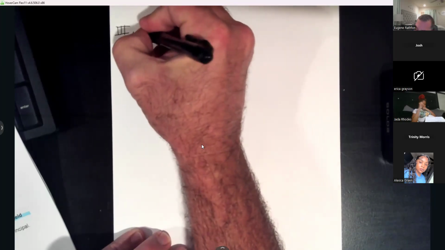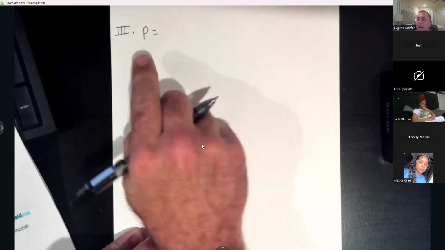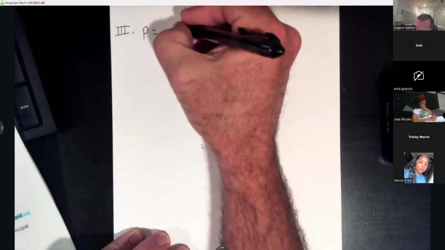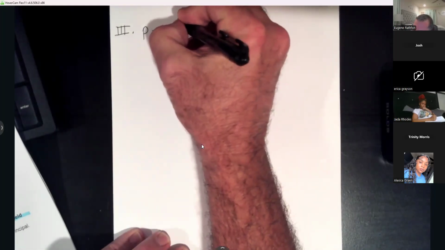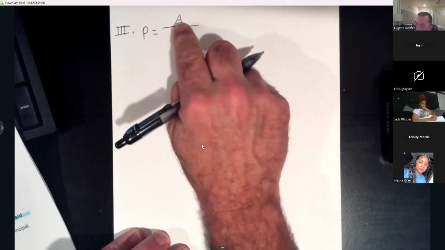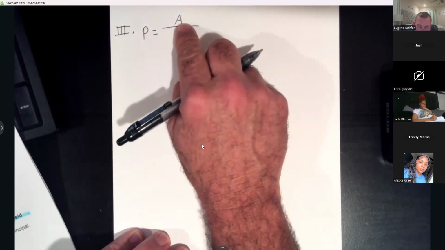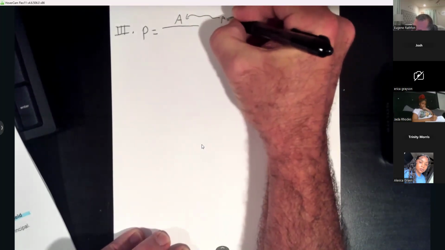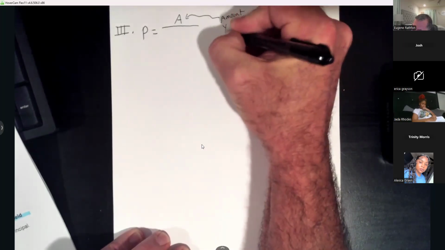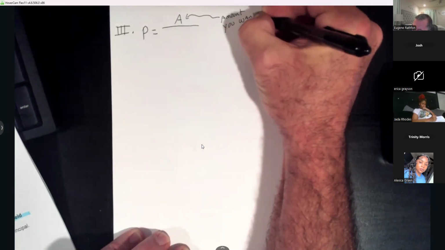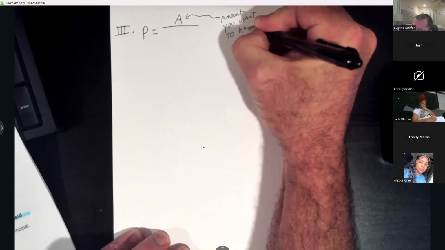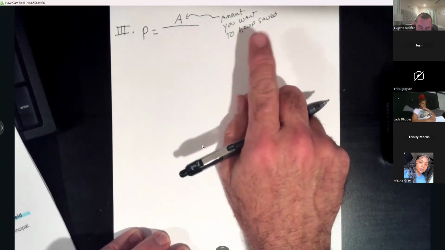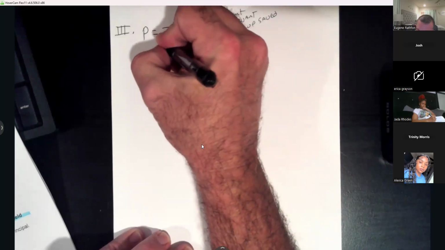So this formula finds the actual principal that you need to invest, okay? So that A is the amount you want. So that's the amount you want to have saved. Okay. Now we divide that.